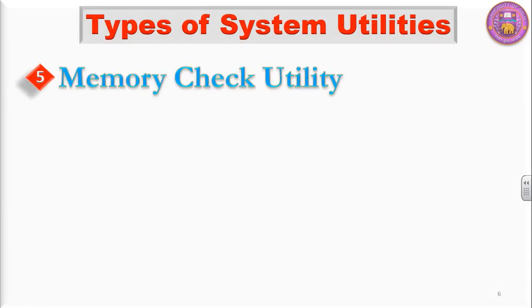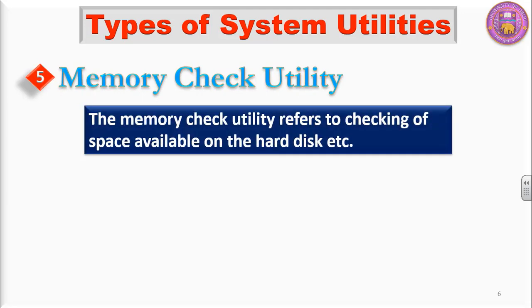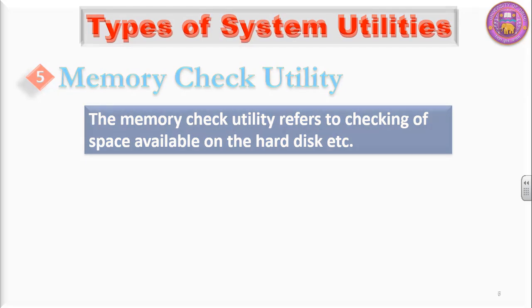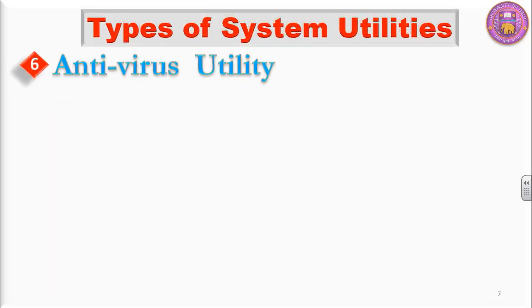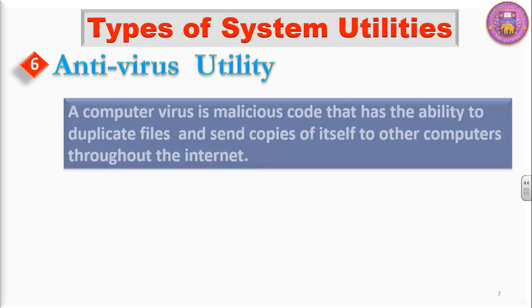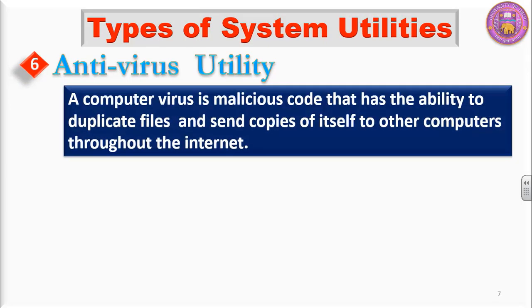Memory check utility. The memory check utility refers to the checking of space available on the hard disk, etc. Antivirus utility. A computer virus is a malicious code. Malicious code means a bad program. A computer virus is malicious code that has the ability to duplicate files and send copies of itself to other computers throughout the internet.